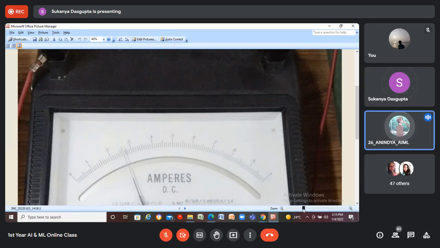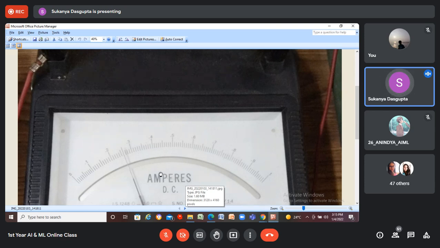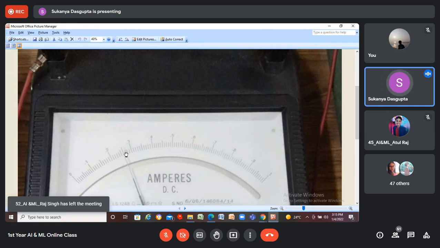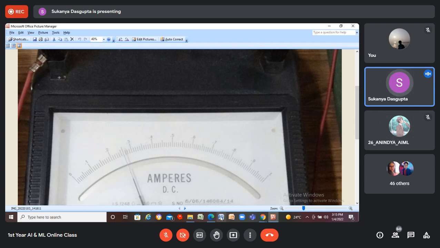Ma'am, 0.25 or 0.26? No, it's exactly 0.25. Okay, since you are viewing only the front view, that's why you are getting 0.26, but it is exactly 0.25 if you observe it from the top, because you always need to observe the reading from the instrument by looking from the perpendicular view, exactly from the top. So if you look from the top, you will get 0.25 ampere.